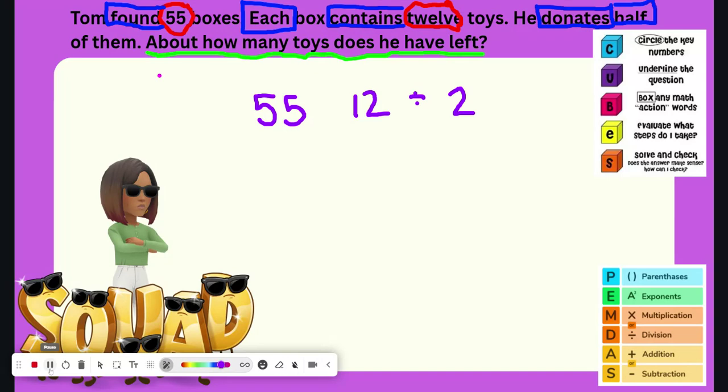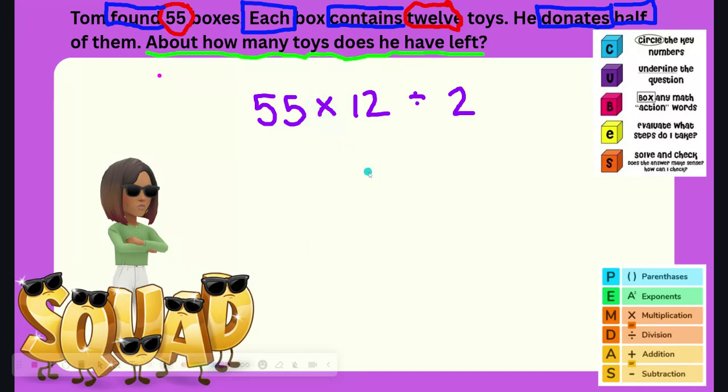Okay. All right. So if each box, which we have 55 of them, contains 12 toys, I need to figure out how many toys there are total before I can figure out how many he has left. So what do I need to do with the number 55 and 12? We are probably going to do what? Multiply them. All right. So if you wrote down 55 times 12 divided by 2, that is a great start.